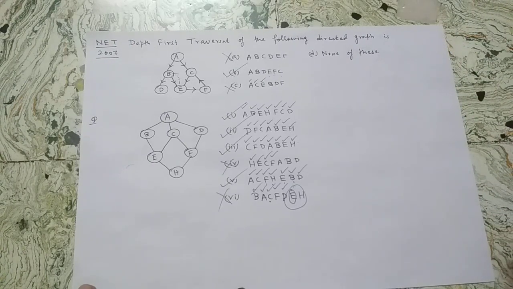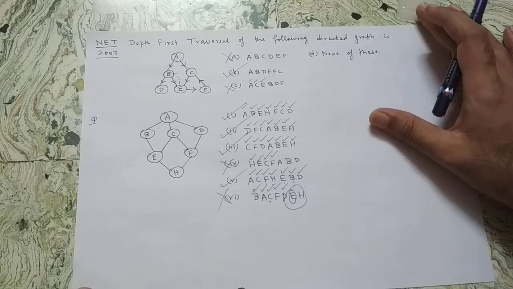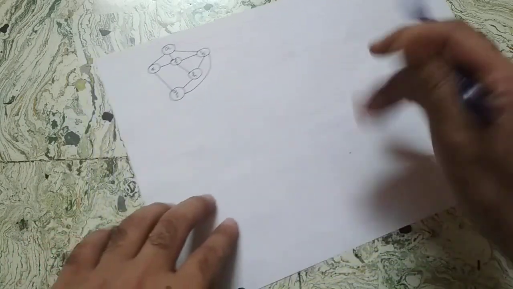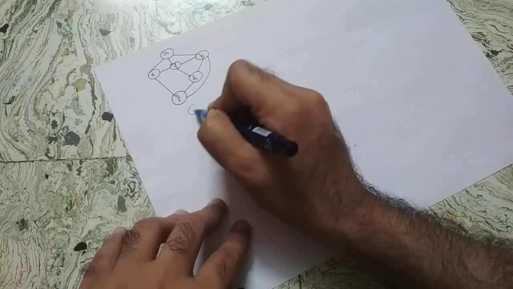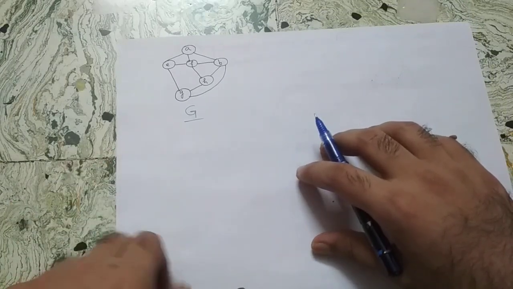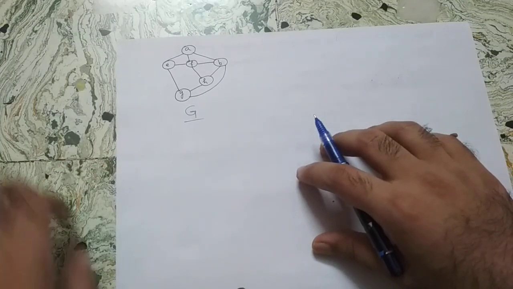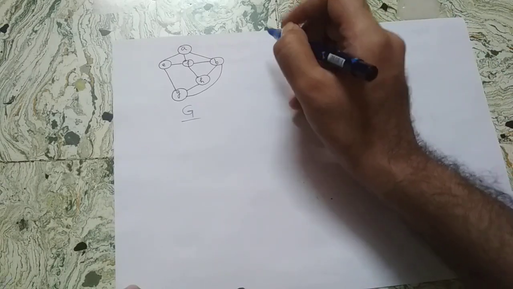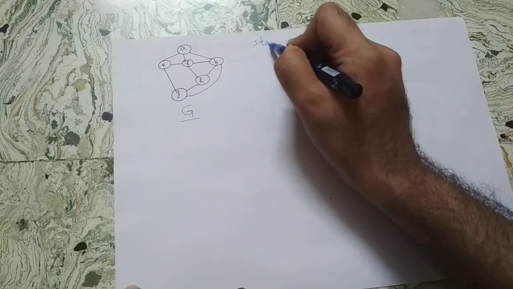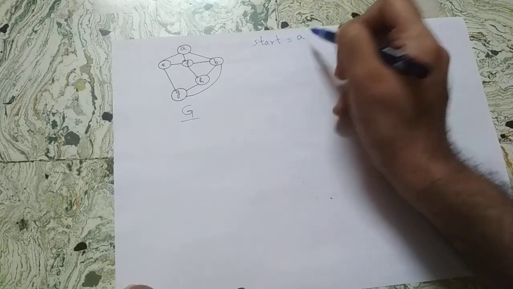Now what I'll show you is a comprehensive example where I'll employ a stack and show you the steps of how it's done. Okay, so let's say you have been given this graph. Let's label this graph. Let's call this graph G. Now I have to apply DFS. I can assume any vertex to be my starting vertex. Let's say I'm assuming the starting vertex to be A.